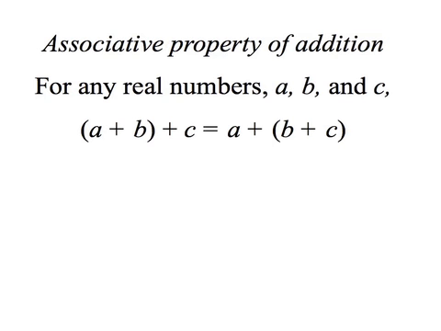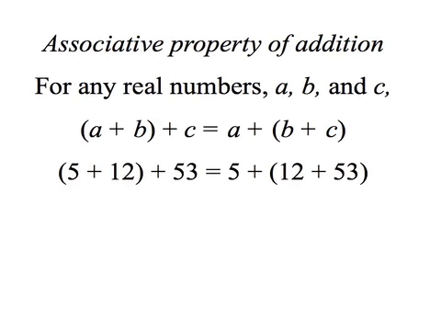Another new property, the associative property of addition. For any real numbers a, b, and c, we can add those numbers up and group them any way we like. And in our example, on the left side, we can group a plus b, add that, and then add c. But that would be the same sum as if we grouped b plus c and added those two numbers first and then added a. This property bears a demonstration.